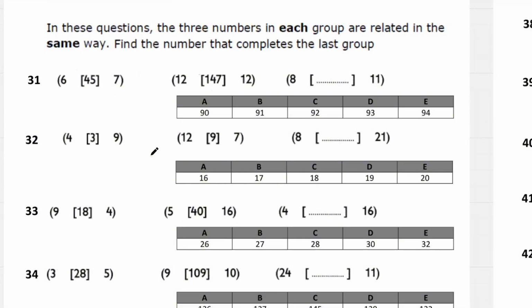For question 31, we can see a relationship. Maybe we multiply them, we get 42, add 3, multiply them, get 444, add 3, so that seems to be the rule. So we're going to multiply them, we get 88, add 3, we get 91, which is going to be B.